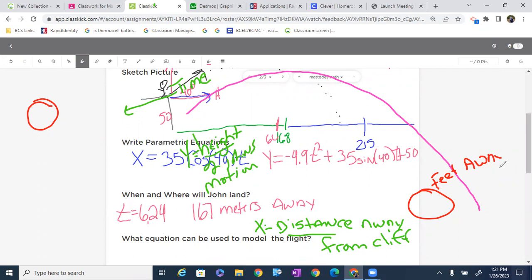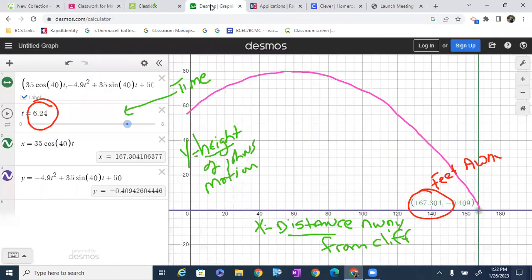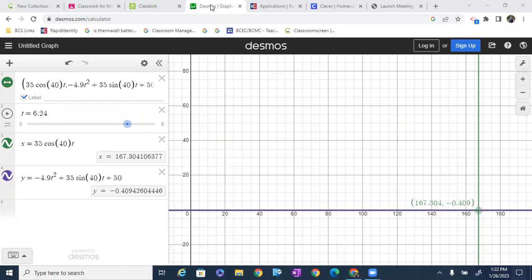Sorry, John. But let's go ahead and get a more precise calculation because who knows, maybe John does barely make this situation, okay? So it says, what equation can be used to model the flight? So let's go back to Desmos, and I'm going to erase what we have here. And let's go ahead and build the equation.